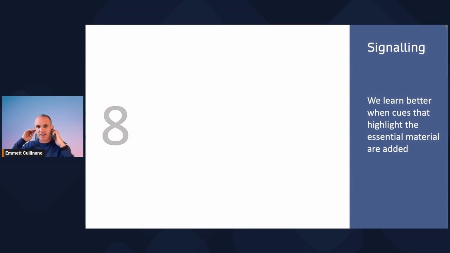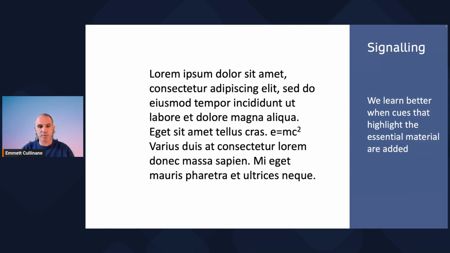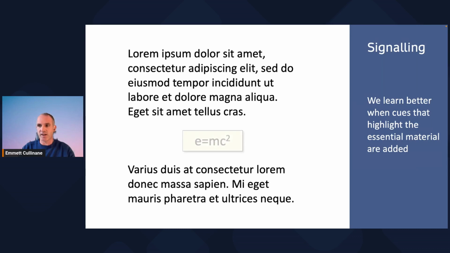Number 8, signaling. We learn better when cues that highlight the essential material are added. So here's just a piece of lorem ipsum text, and you, the learner, are looking at this going, okay, this is all fine, this is fantastic, I love it, but what's the important part? So you highlight the important part. That's basically signaling.